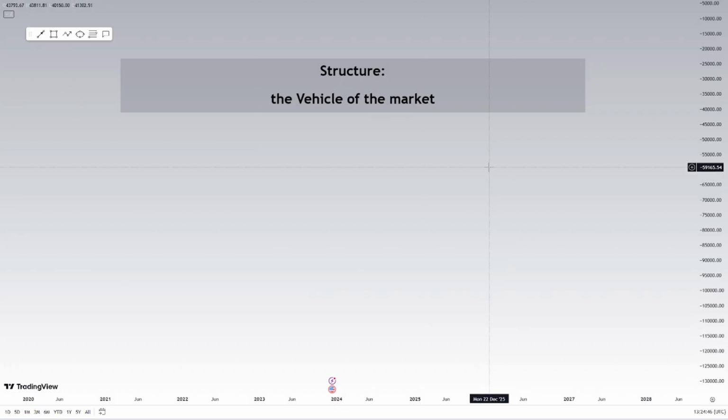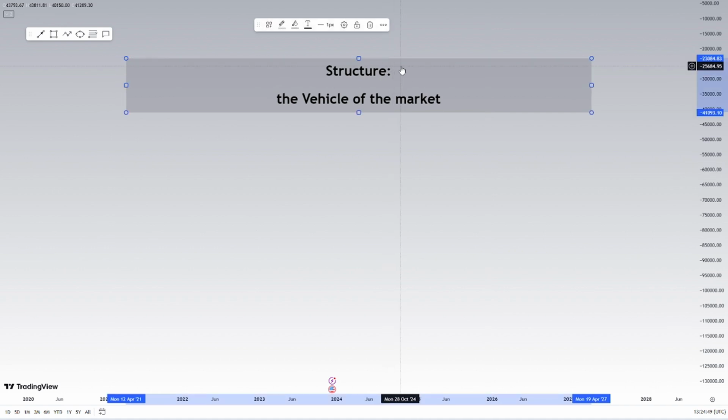Welcome back to another video, everybody, on structure. So the vehicle of the market, right? Structure is going to be one of the most important things and one of the most organic things in any market, right? So how do we use structure?